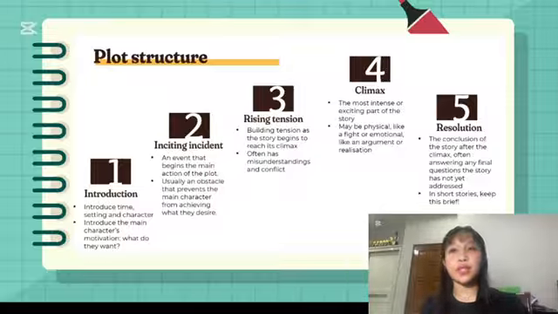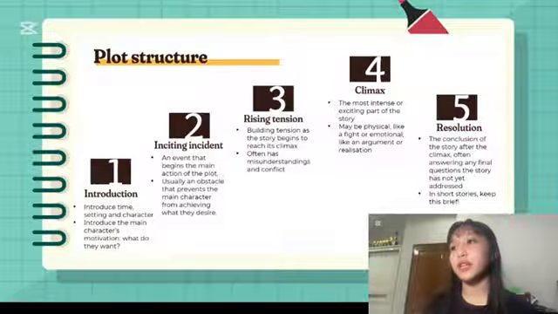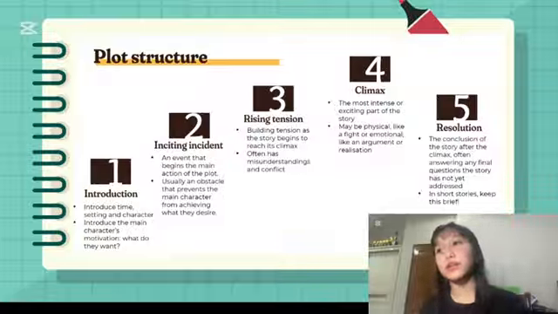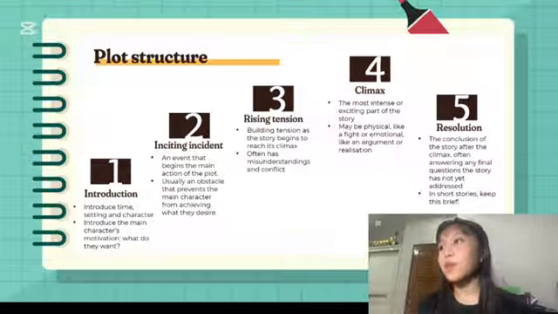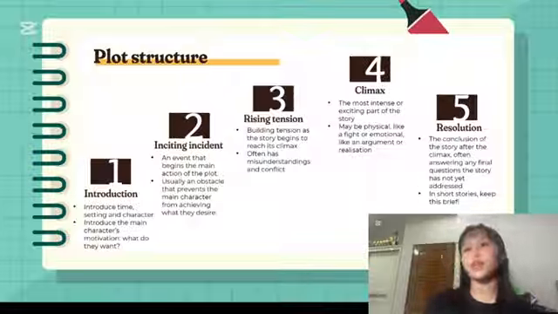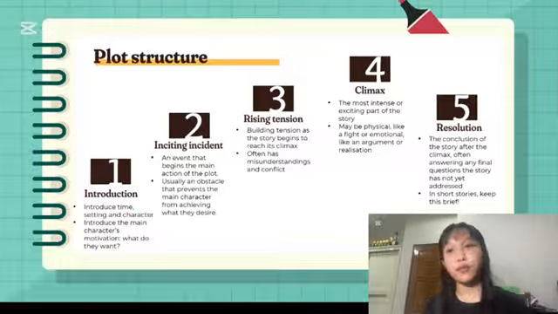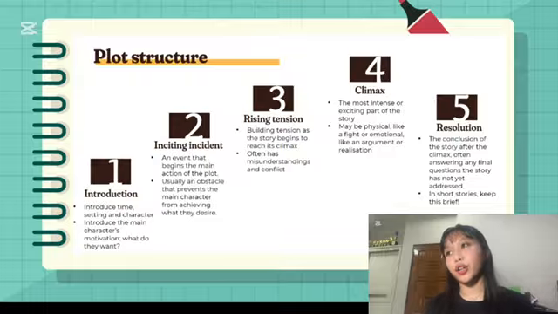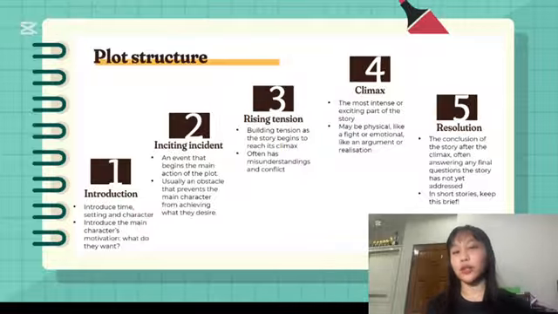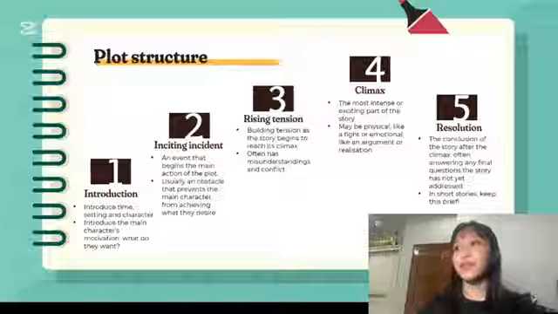Then we're going to have an inciting event. This is an event that begins the main action of the plot. It's usually an obstacle that prevents the main character from achieving what they want. Now we're going to have rising tension, where we build tension as the story begins to reach its climax, often with misunderstandings and conflict. Then we're going to have the climax, the most intense or exciting part of the story. It could be physical, like a fight, or it could be emotional, like an argument, etc. Then we finally have the resolution, the conclusion of the story after the climax.